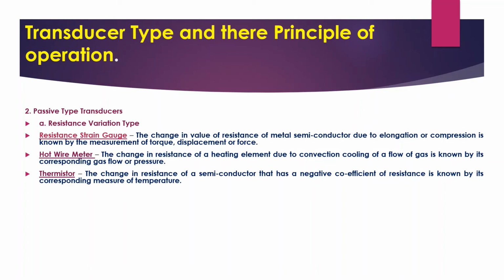Now what happens is, whenever a heated tungsten wire is placed in a tube, of course the heated tungsten wire will have its own resistivity, and when gas flows through it, depending upon the thermal conductivity of the gas, this gas will cool down the temperature. So the resistivity of the tungsten wire will change, and it will change depending upon the amount of gas which is flowing. So basically it is used for gas flow measurement. The change in the resistance of a heating element due to convection cooling of a flow of gas is known by its corresponding gas flow or pressure.